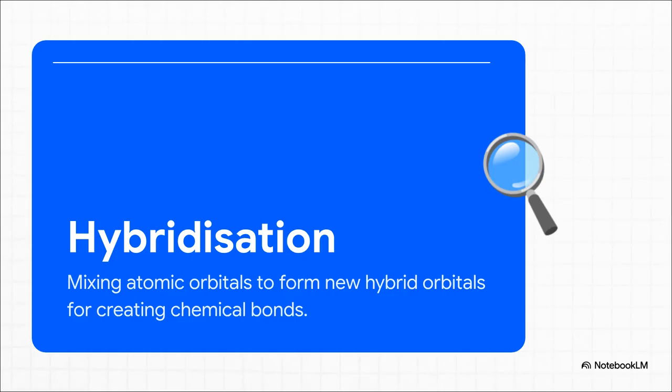So how on earth does carbon form so many different kinds of bonds? Well, the secret is this really cool concept called hybridization. Just imagine carbon taking its existing atomic orbitals, throwing them into a blender, and whipping up these brand new specialized hybrid orbitals that are absolutely perfect for bonding. This is the key to its incredible versatility. It's how we get everything from methane to ethene.